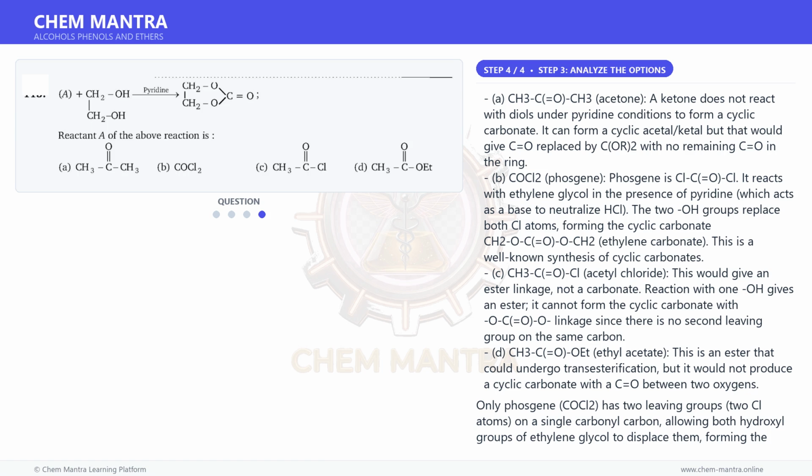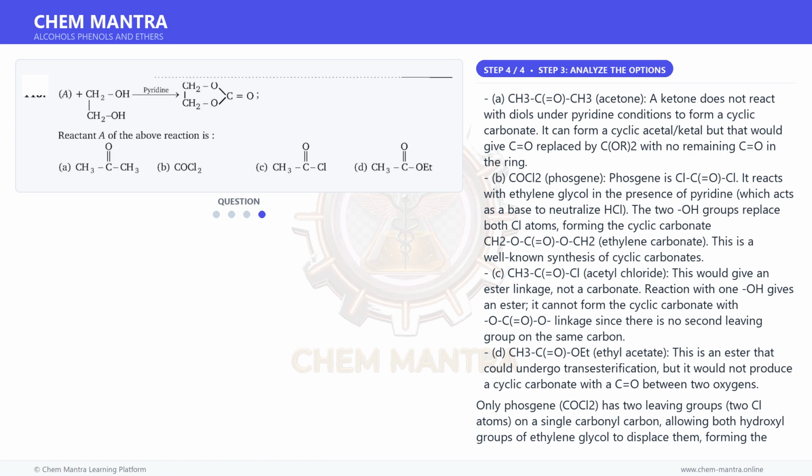Only phosgene, COCl2, has two leaving groups, two Cl atoms, on a single carbonyl carbon, allowing both hydroxyl groups of ethylene glycol to displace them, forming the cyclic carbonate product with pyridine acting as acid scavenger.